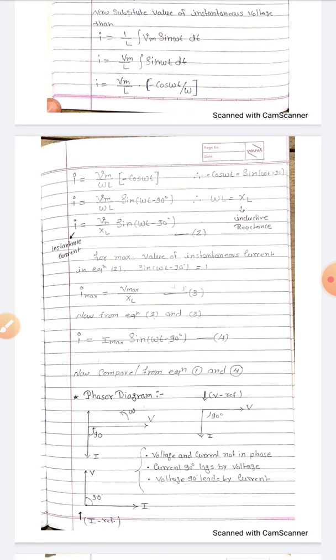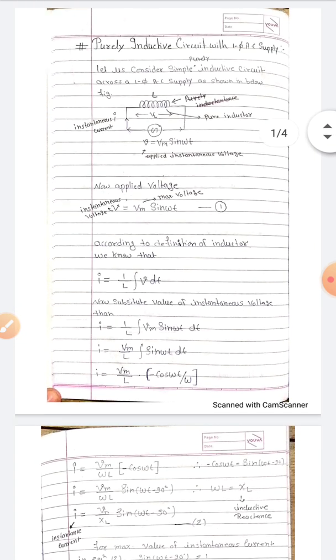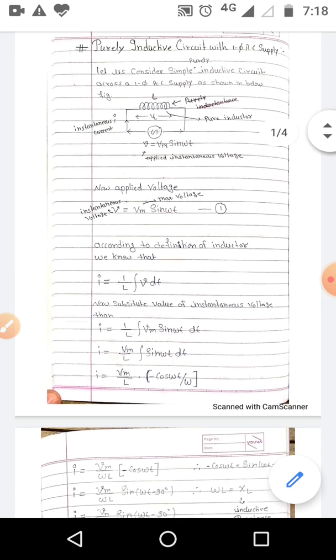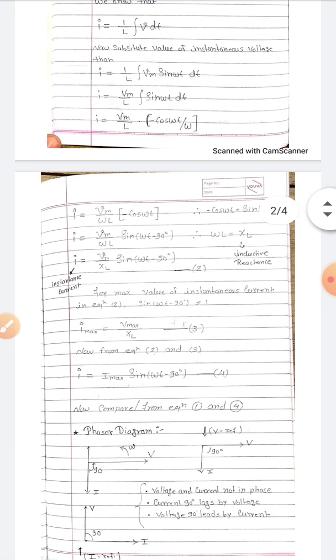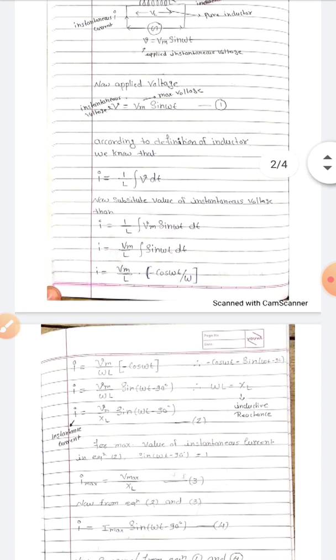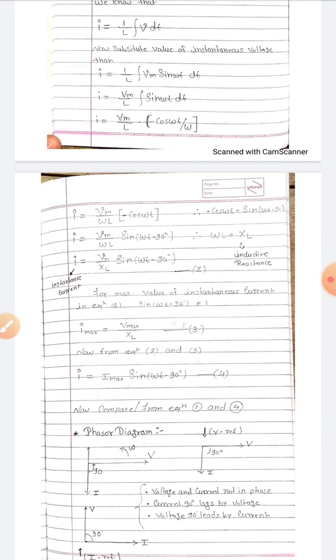Now compare equation number 4 and equation number 1. We know that equation number 1 is v is equal to Vm sine omega t, and equation number 4 means i is equal to Im sine omega t minus 90. In equation number 1, small v represents the instantaneous voltage, and in equation number 4, small i represents the instantaneous current flowing through the purely inductive circuit.